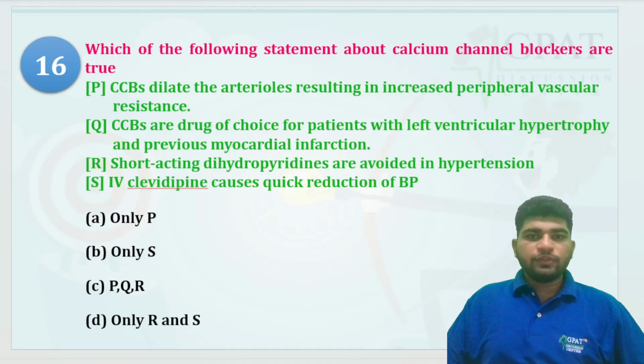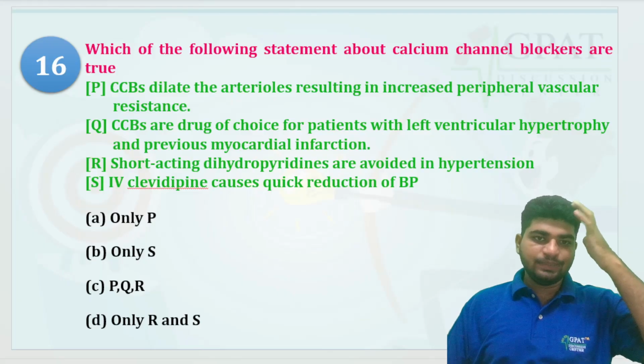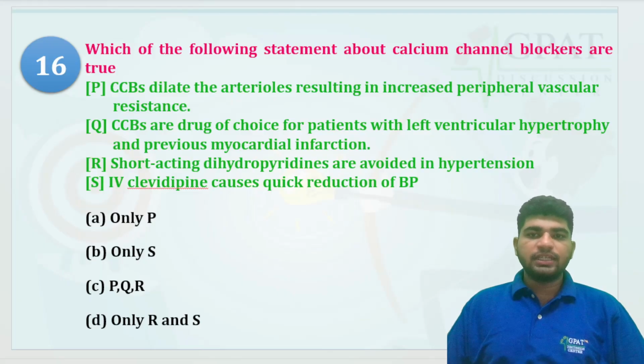Chalo. Which of the following statements about calcium channel blockers are true? Okay. The first option says that CCBs dilate the arterioles, resulting in increased peripheral vascular resistance. Okay.